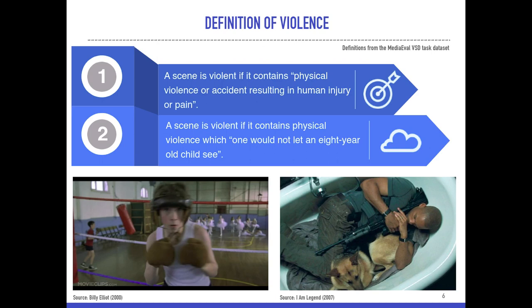So since we need to settle on a definition, we're going to use this second definition mainly, which is more general. But it is important to keep in mind that this definition has some issues and can have different interpretations depending on who we are asking. So with this, how has the community been researching violence detection?